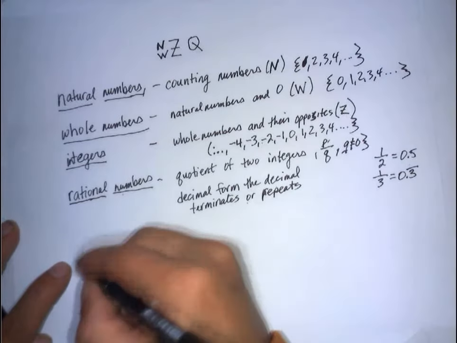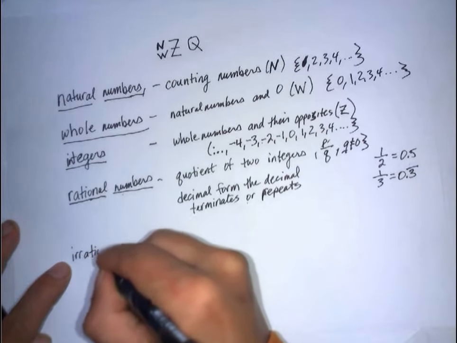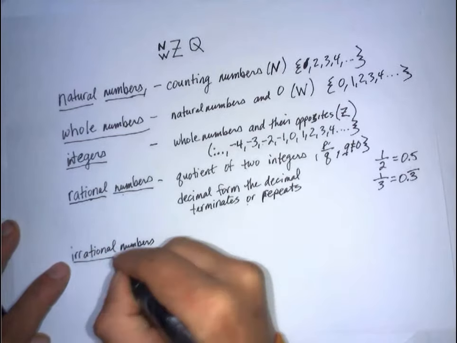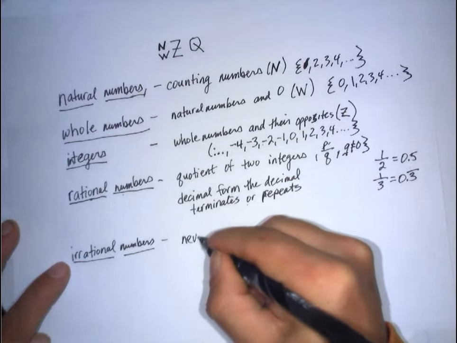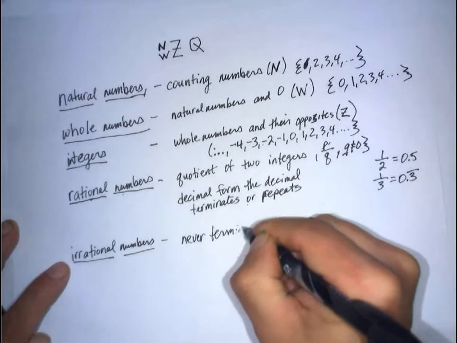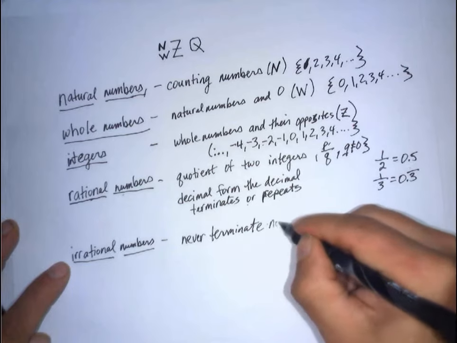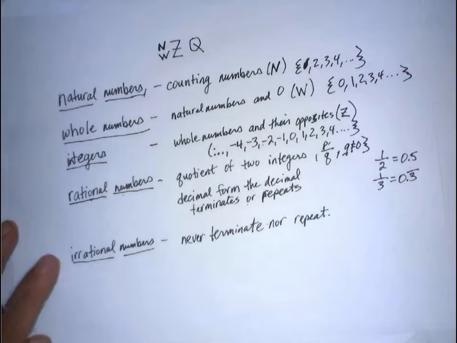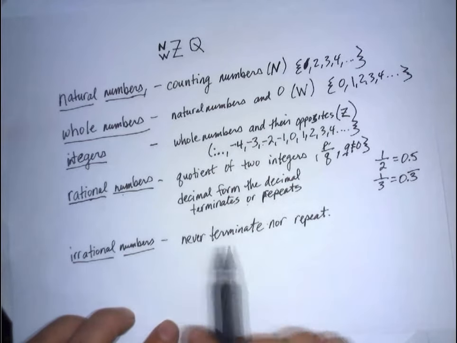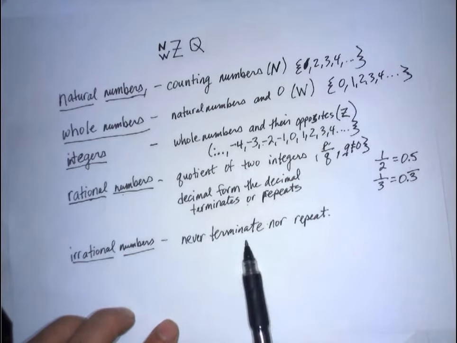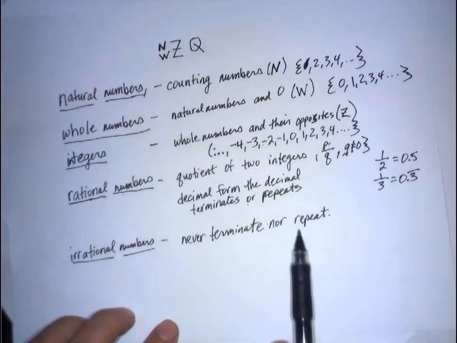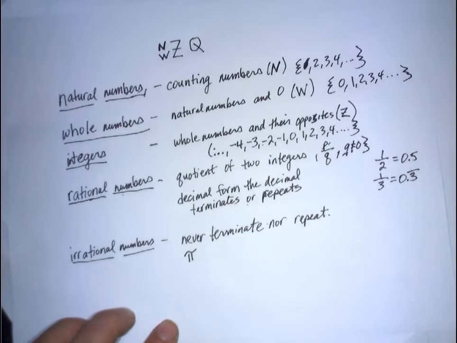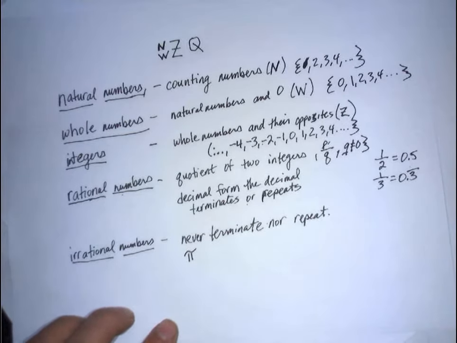So next we have irrational numbers. These numbers never terminate nor repeat. They go on forever, there's always a different number that comes out, and it never repeats. Examples of this: pi. People memorize digits of pi. Pi never stops, and it never repeats the same number.